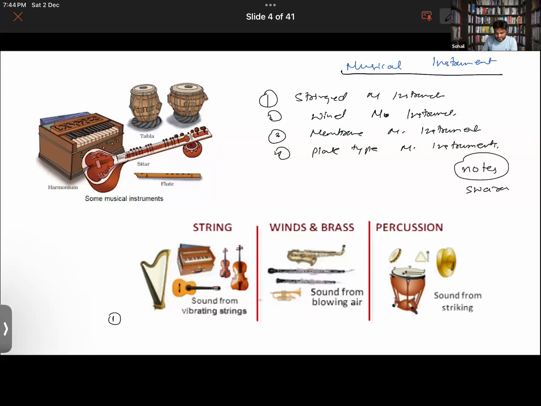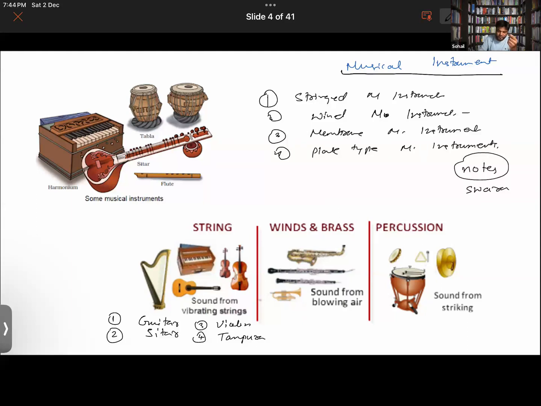Quickly give me the examples of string instruments. Guitar. Sir, violin. Sitar. Sitar is there, violin. Yes. Also, tanpura is there, right? That is also a musical instrument. These are some of the string musical instruments, so do make sure you remember them.